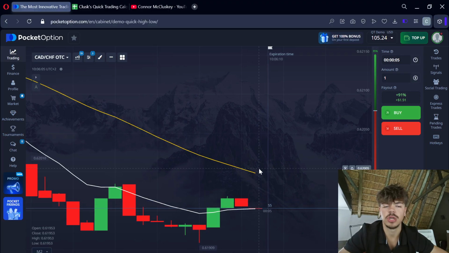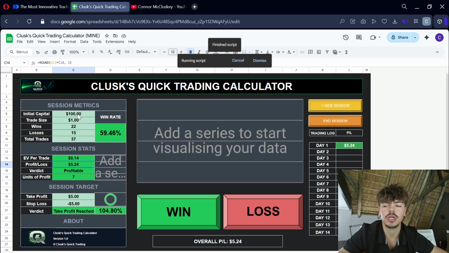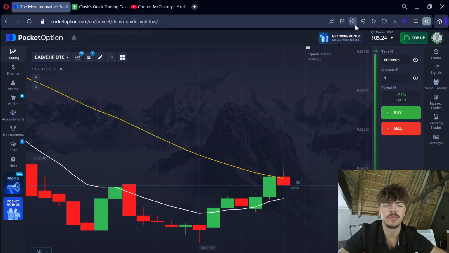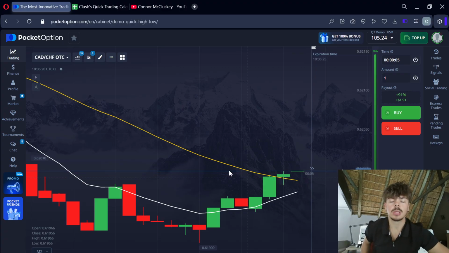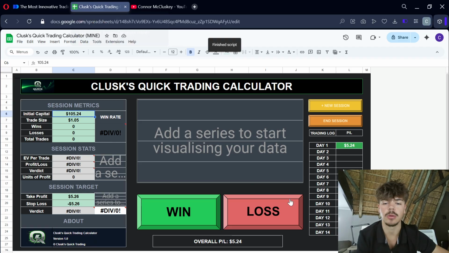very, very good strategy. I found it was really good. So yeah, $5.24 in profit. You can obviously end the session on the calculator over here. We can then log it into a new session and our new balance should be there, 105.24 and 105.24. It's a very profitable strategy. I would definitely recommend this one. It's a great one to use.